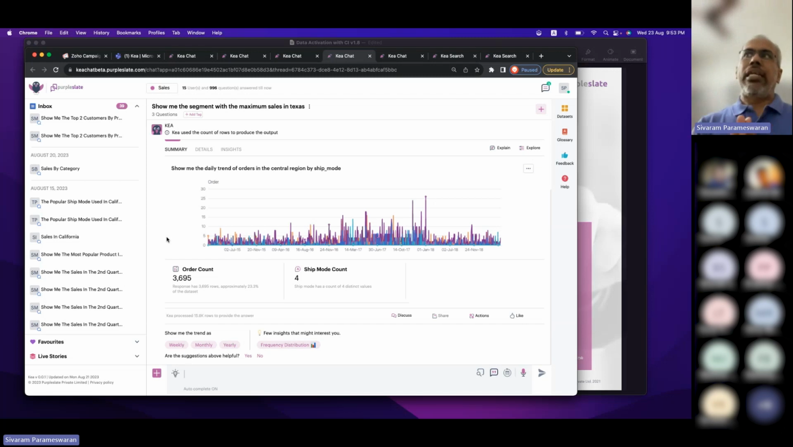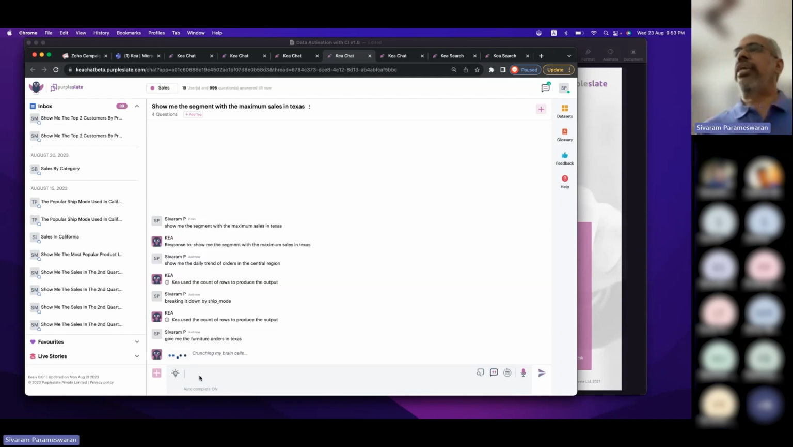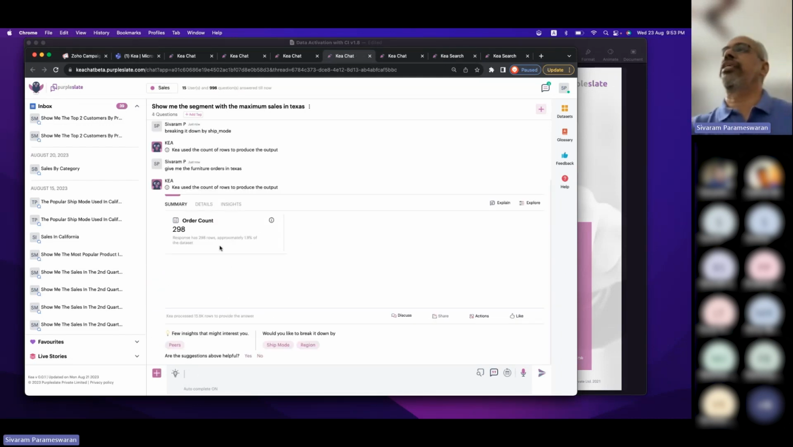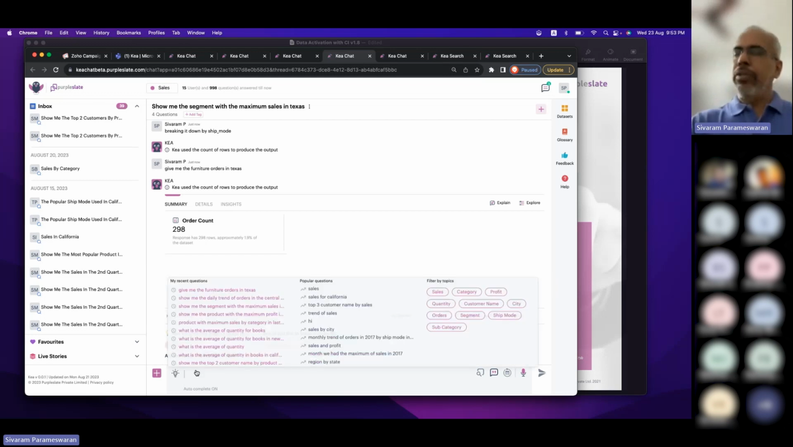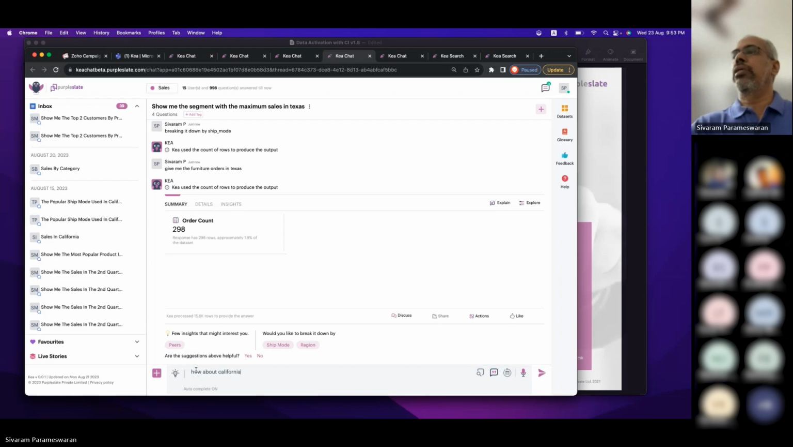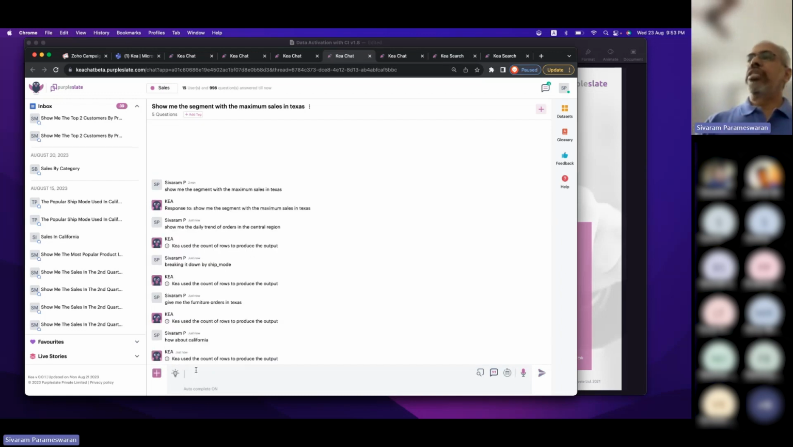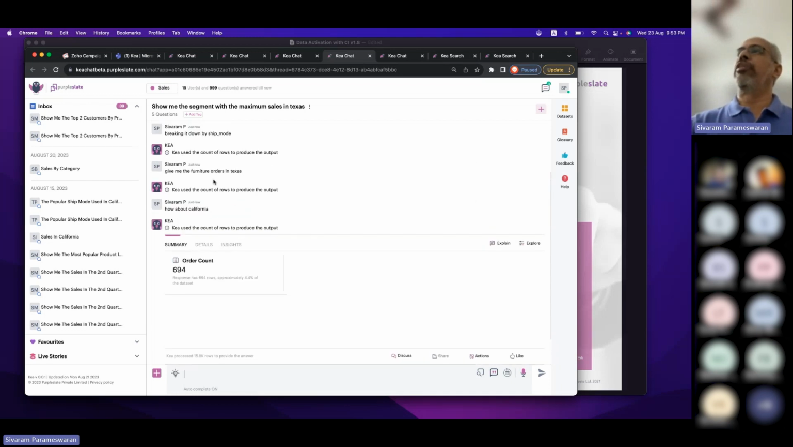This is basically like the examples I showed you, the ability to ask questions in English. In fact, since we're talking about language, let me give another example. Say I ask, hey, give me the furniture orders in Texas. Now I can continue the conversation like this. It just knows we are talking about the furniture orders, and Texas was a state.